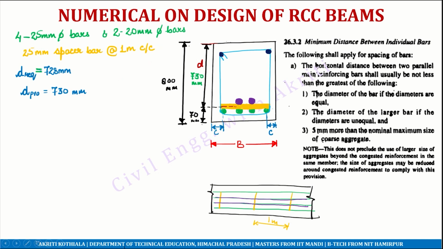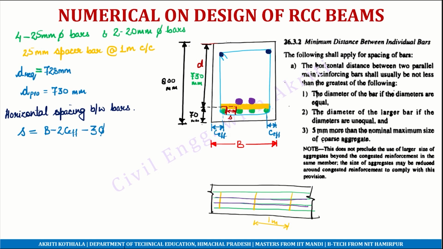Since we have provided this new arrangement, the clear spacing between the bars has also changed. It is being provided in 2 different layers. So we will again have to calculate the horizontal spacing between the bars. This is significant only in the lower row. So in the 25 mm row, this will be equal to B minus 2C effective minus 3 times 25 mm, divided by 3. So 1, 2 and 3.